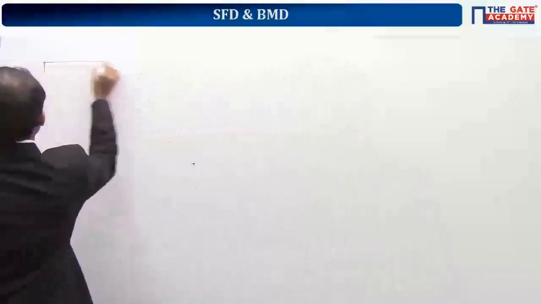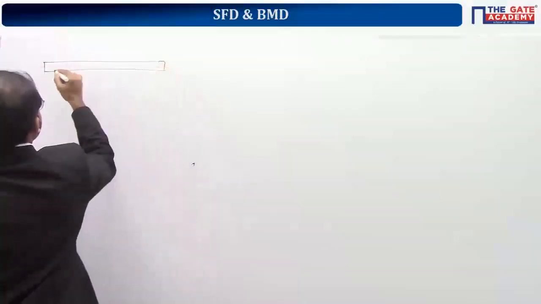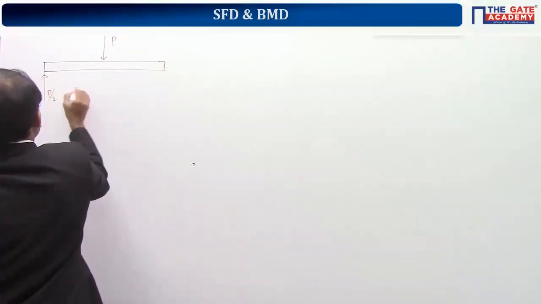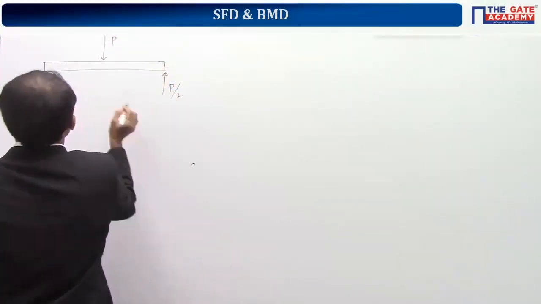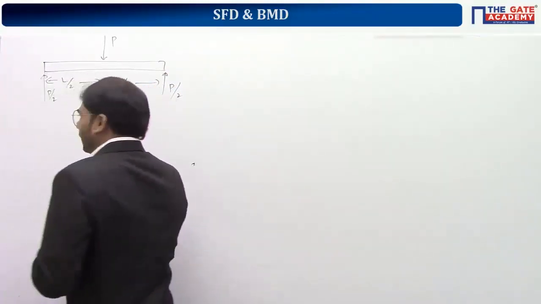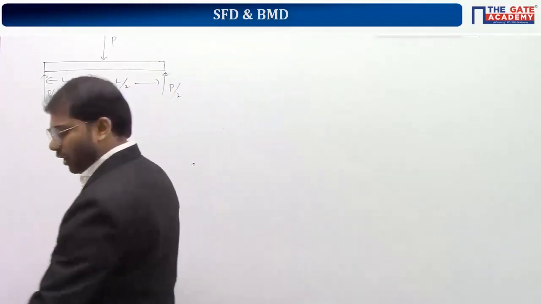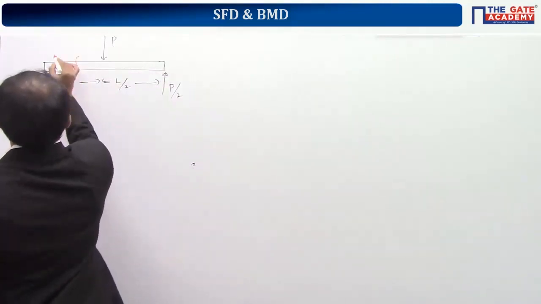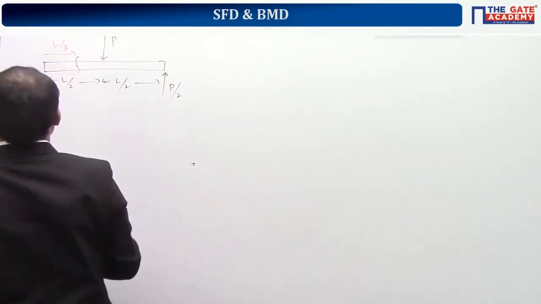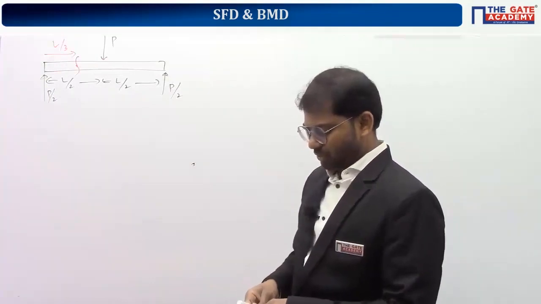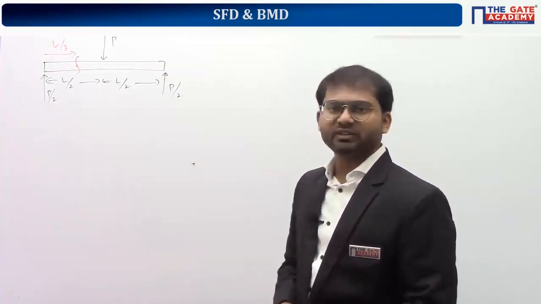Okay, let's go ahead. I'm taking the example like this. It's a simply supported beam having a point load in the middle. So obviously you'll be having a P by 2 force here and another P by 2 force here. This is L by 2, this is L by 2. Here I want you to get the value of shear force at the location which is at a distance of L by 3 from the left side.